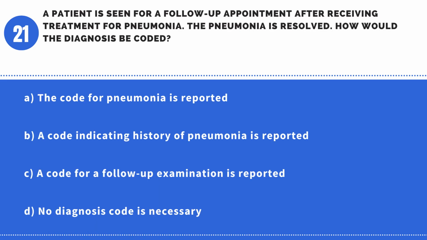Question 21. A patient is seen for a follow-up appointment after receiving treatment for pneumonia. The pneumonia is resolved. How would the diagnosis be coded? A. The code for pneumonia is reported. B. A code indicating history of pneumonia is reported. C. A code for a follow-up examination is reported. D. No diagnosis code is necessary.